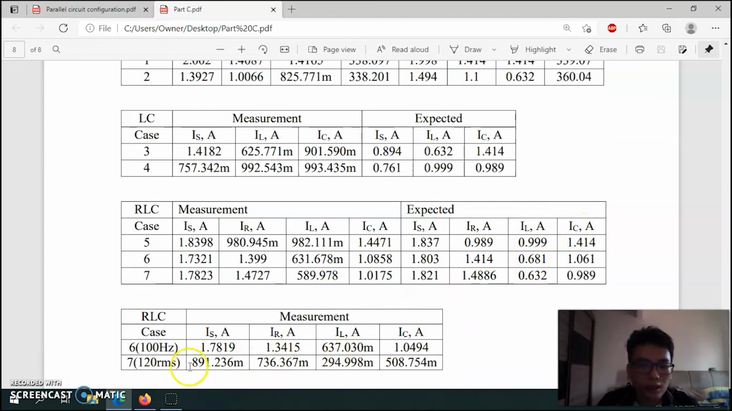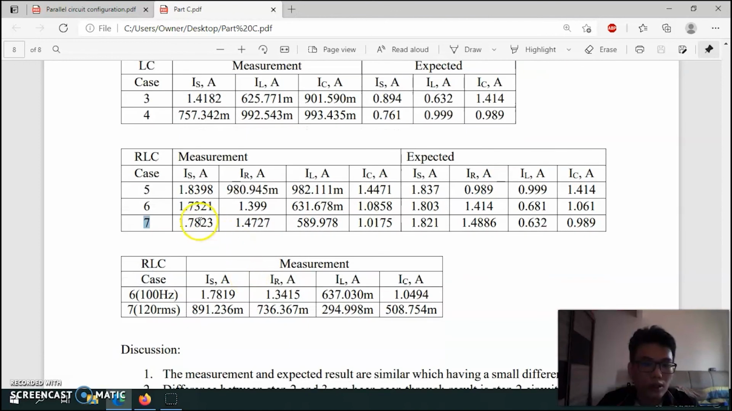And for the lower voltage with case 7, all parameters are lesser: IS, resistor, inductor, and capacitor.